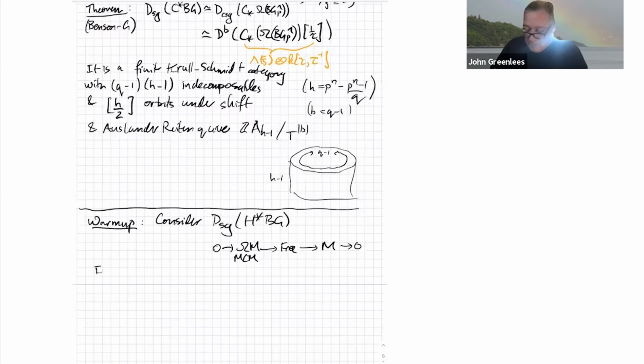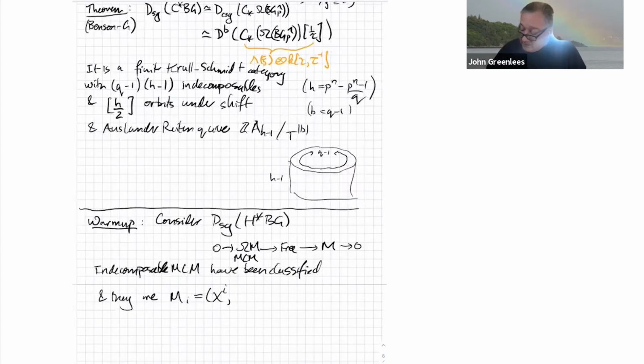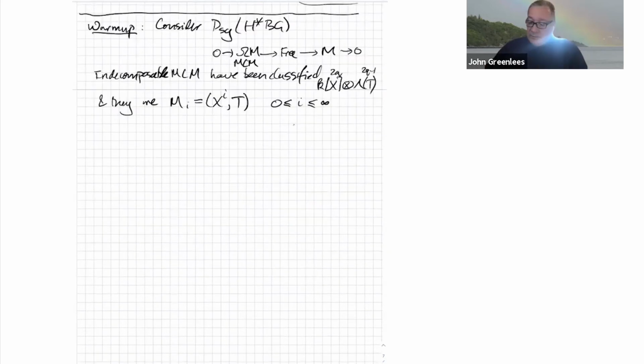So indecomposable MCMs over this ring have been classified, and they're easy to say what they are. They are the ideals M_i, which is generated by X to the i and T. You remember we're working inside K[X] tensor exterior on T, with X and T in degrees 2q and 2q minus 1. And the range of i is between 0 and infinity inclusive. Because this is cohomologically graded, cohomology gradings are going to be negative homology gradings.